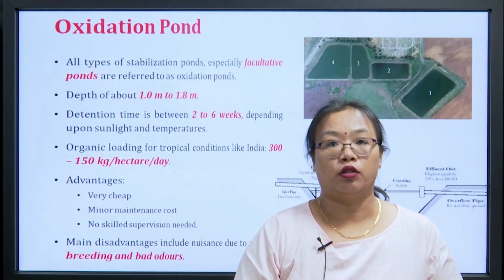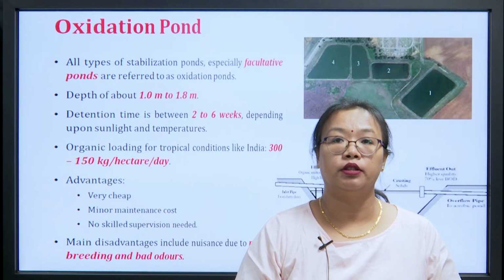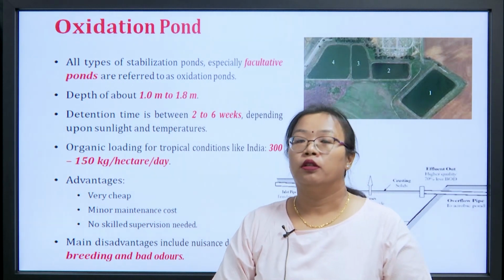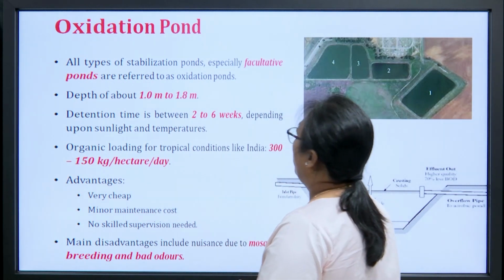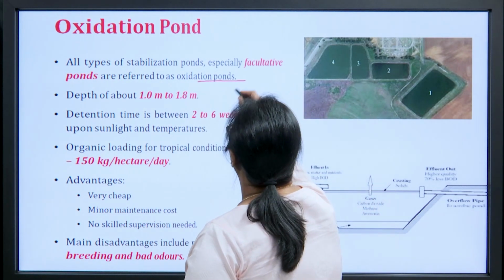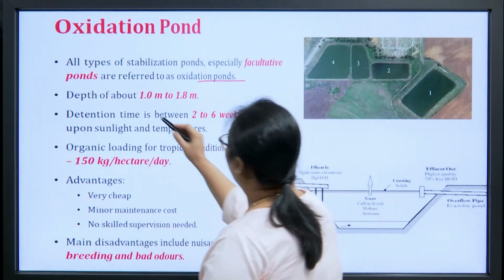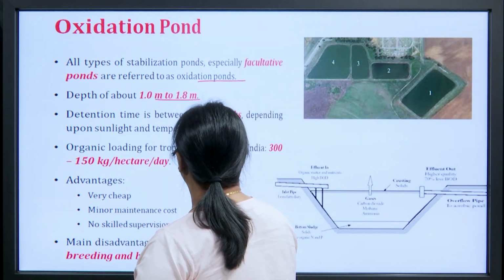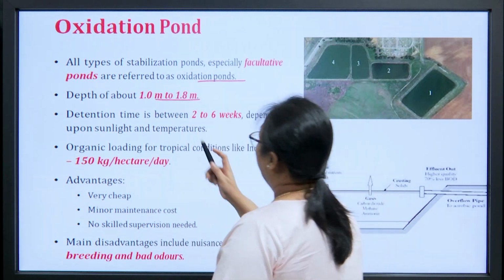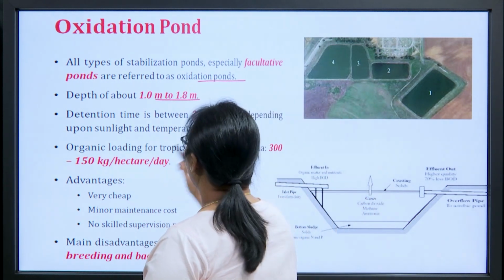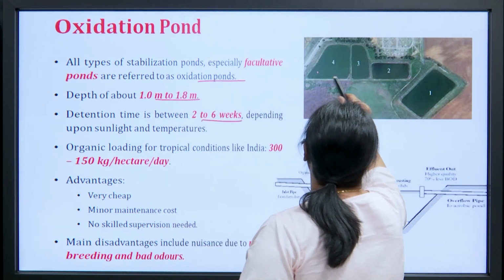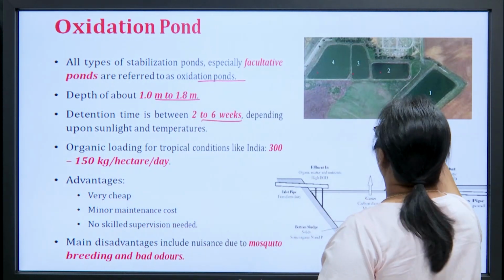Now let's come to oxidation ponds. What are oxidation ponds? Oxidation ponds are a type of stabilization pond. All types of stabilization ponds, especially facultative ponds, are referred to as oxidation ponds. The depth is around 1.5 to 1.8 meters. Obviously, this falls in the facultative part. Detention is between 2 to 6 weeks depending upon the sunlight and temperature. So these are all oxidation ponds.